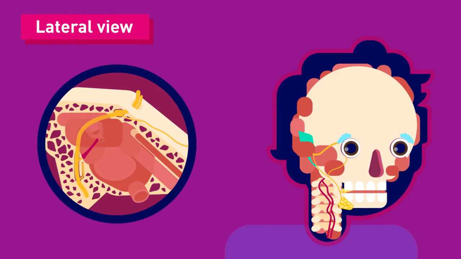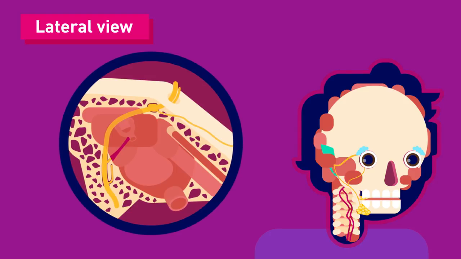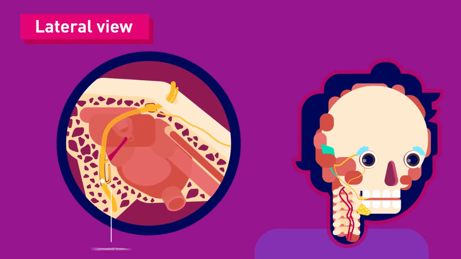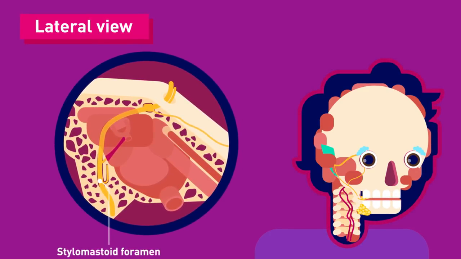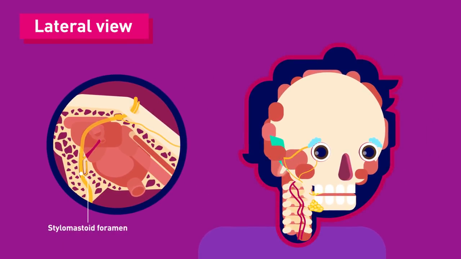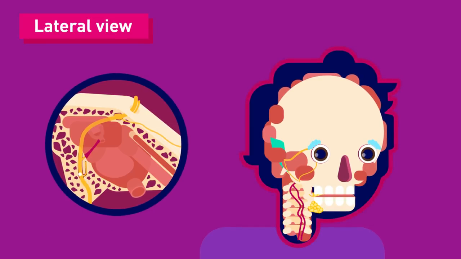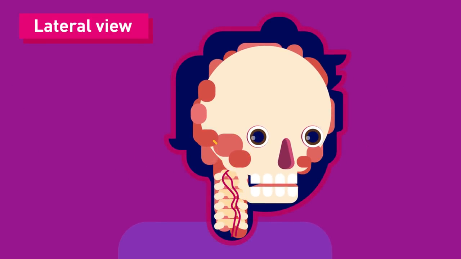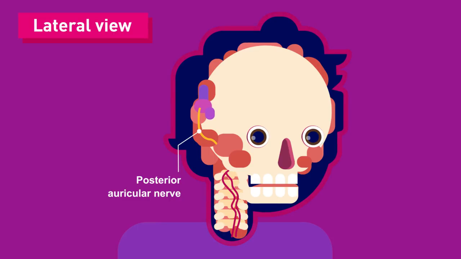The facial nerve then exits the facial canal and the cranium via the stylomastoid foramen. This is an exit located just posterior to the styloid process of the temporal bone. Extracranial. After exiting the skull, the first extracranial branch to arise is the posterior auricular nerve. It provides motor innervation to some of the muscles around the ear.